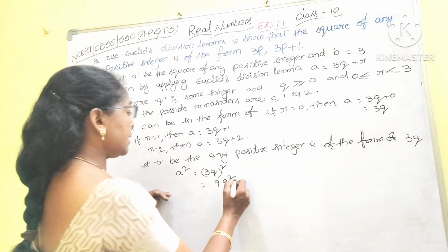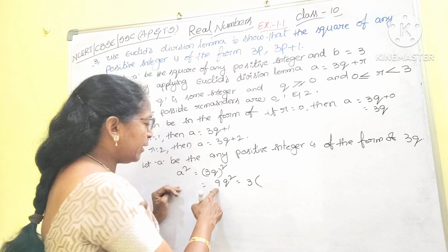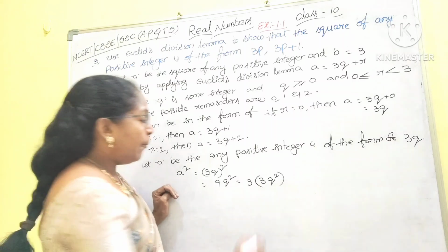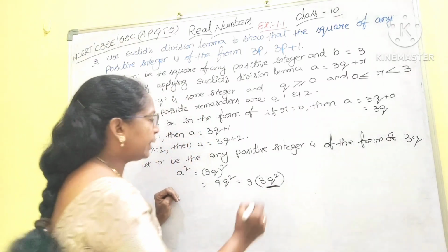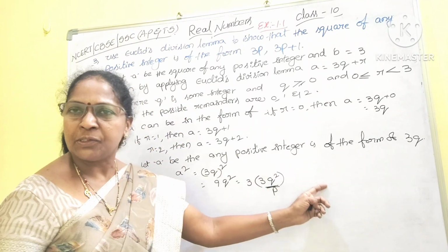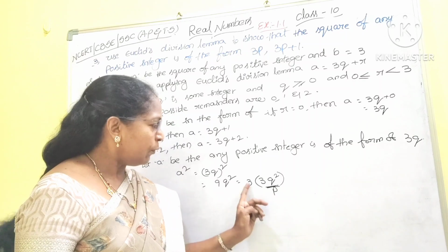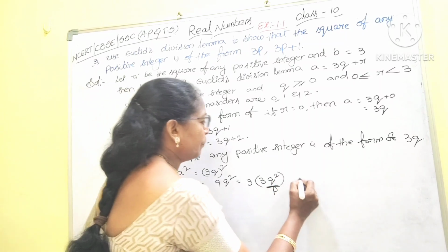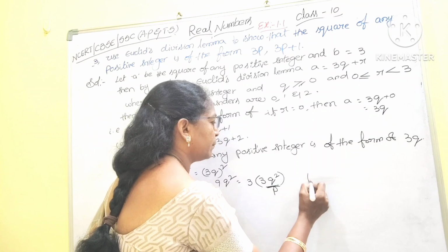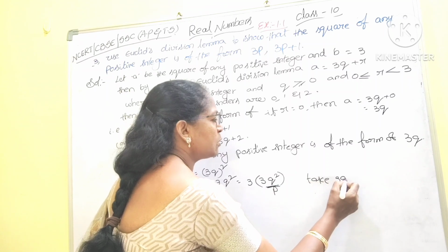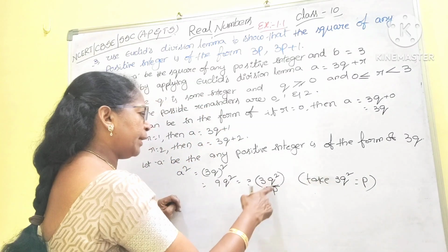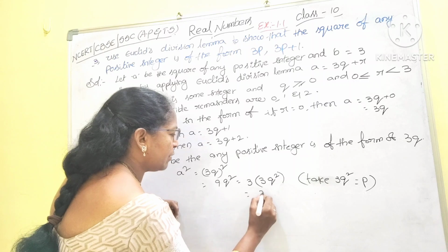9Q square can be written as 3 into 3Q square. Here 3Q square we can take as P. You have to show that any square of a positive integer is in the form of 3P. So 3Q square equal to P. Then 3Q square equal to P means this is in the form of 3P.